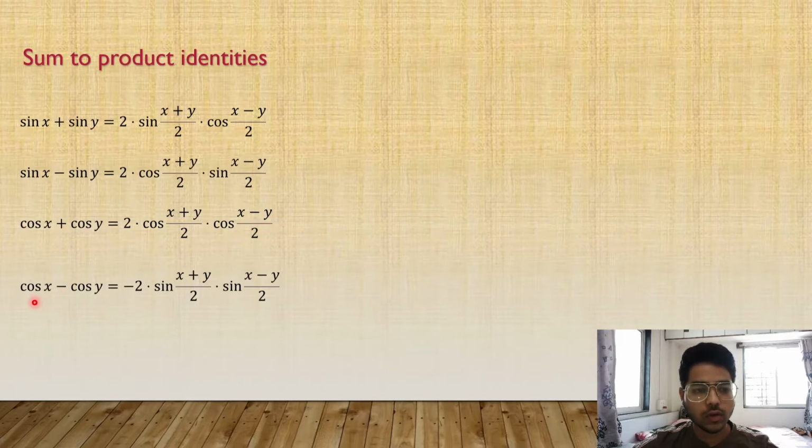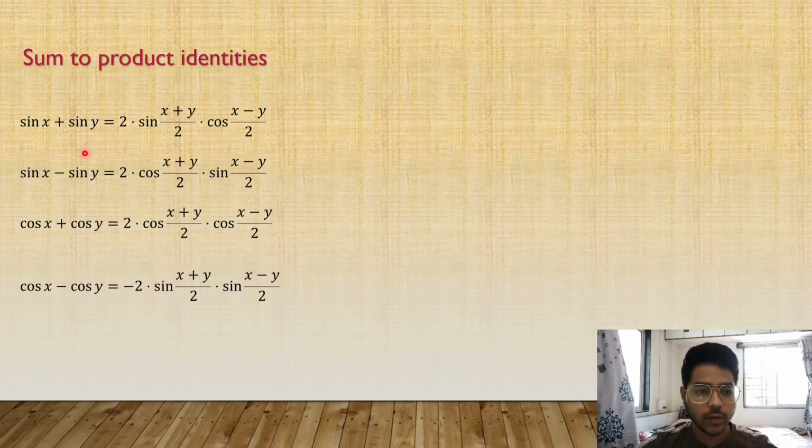Now our fourth formula is cos of x minus cos of y, that will be equal to minus 2 into sine of (x plus y) divided by 2 into sine of (x minus y) divided by 2. Here only for the cos x minus cos y the minus sign will come. For the rest all are positive.